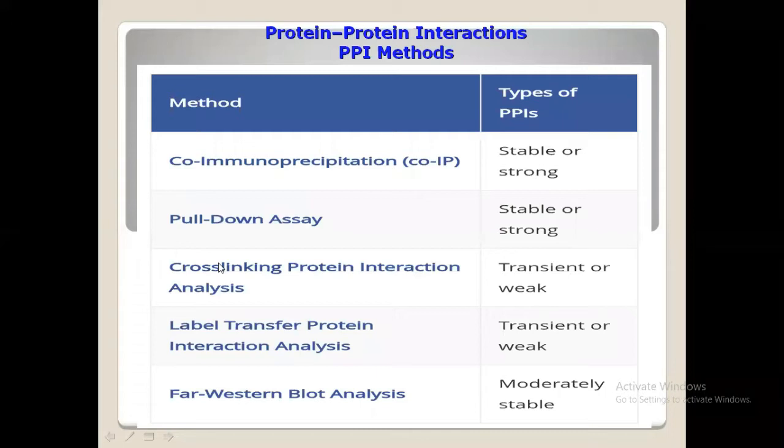The next method is pull down assay. Stable and strong interactions can be studied by this method. Then cross-linking protein interaction analysis.